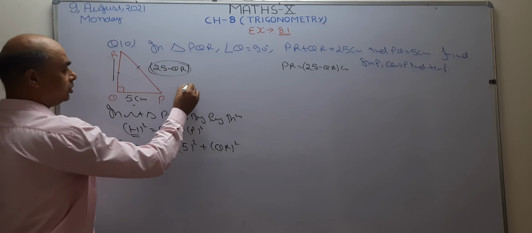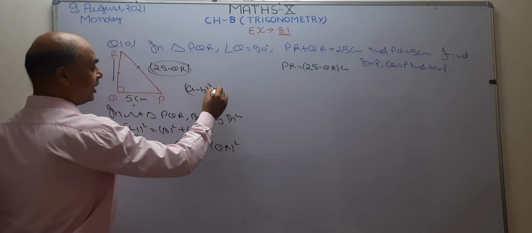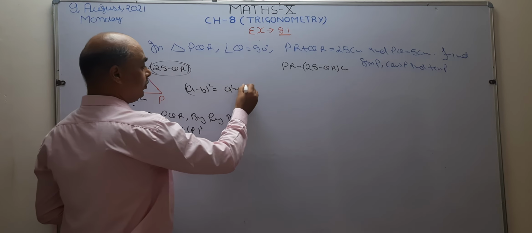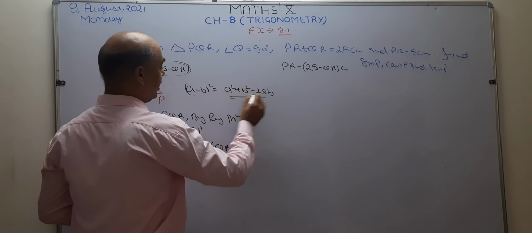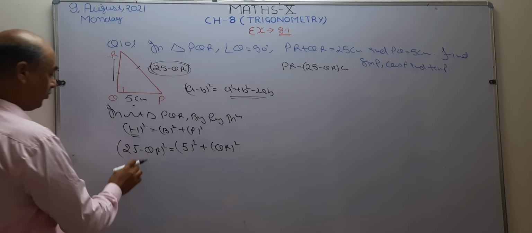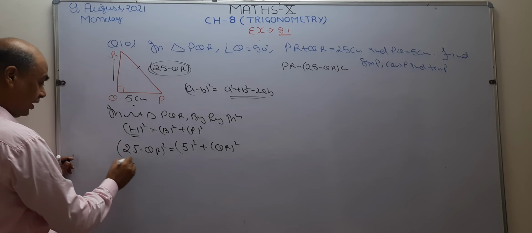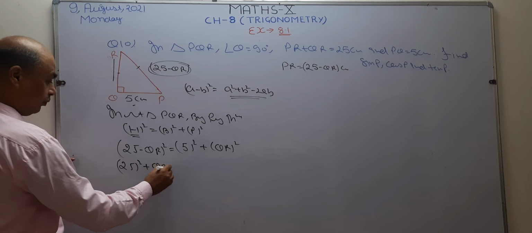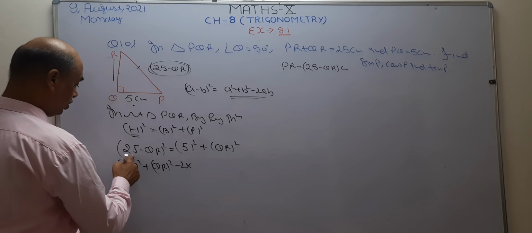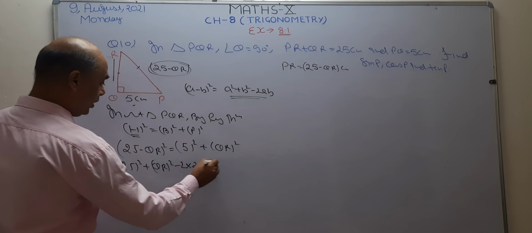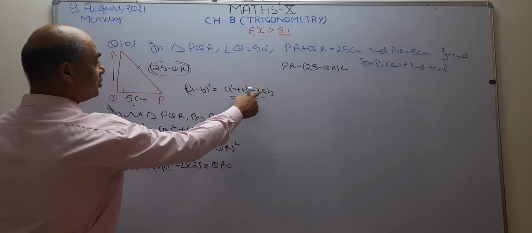Which identity do I want to use? (A minus B) whole square. What is the identity? A square plus B square minus 2AB. This is the identity of (A minus B) whole square. Now what is A? 25. This is your A and this is your B. So A square plus B square minus 2AB.